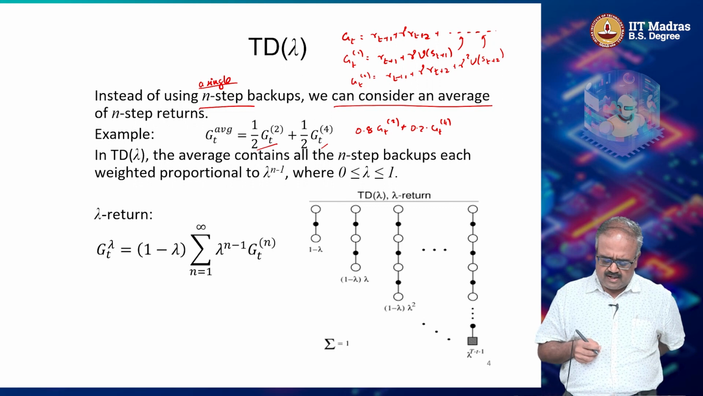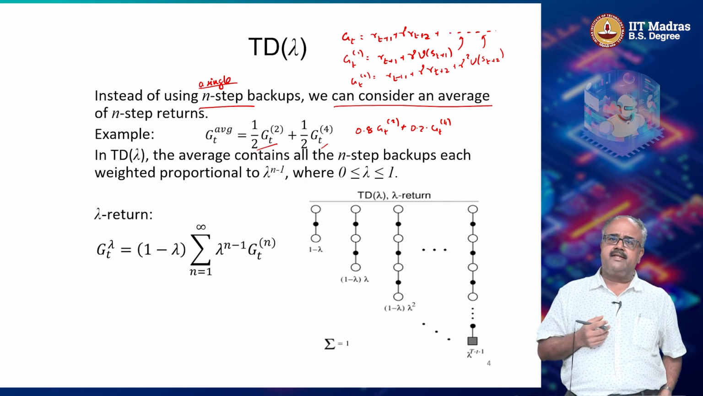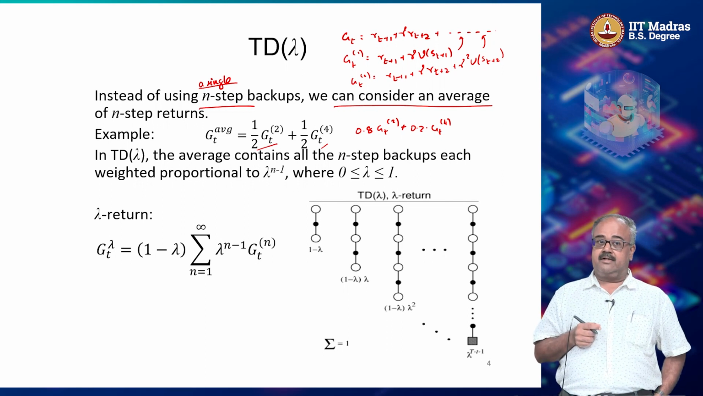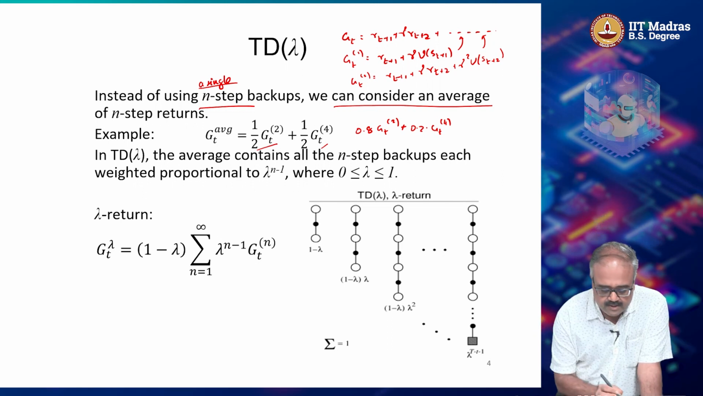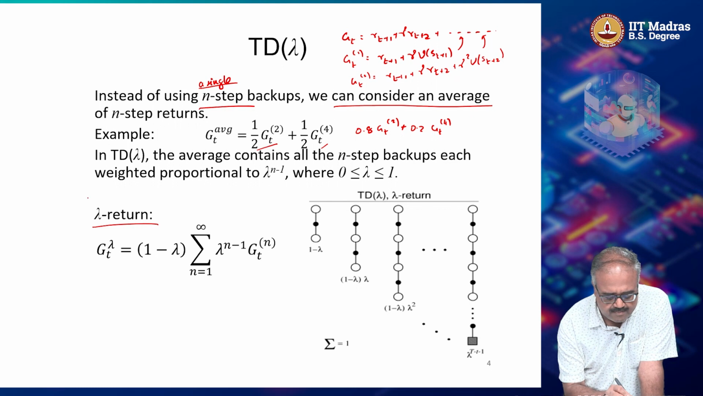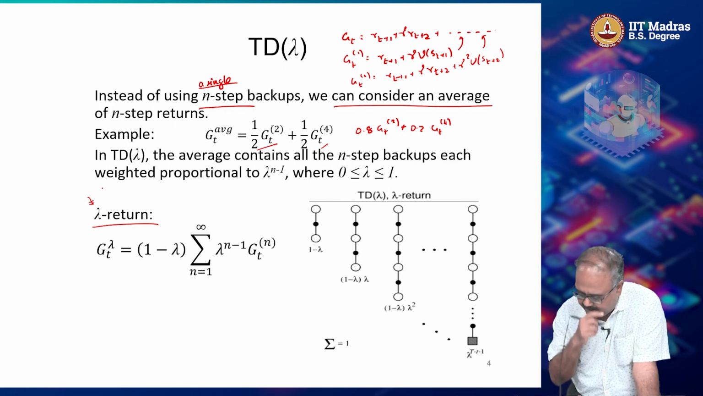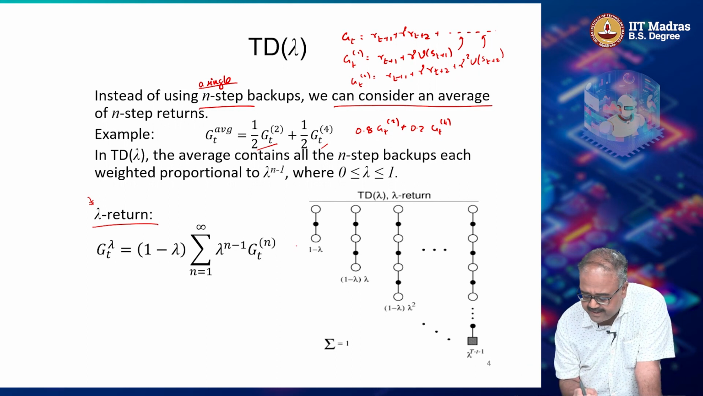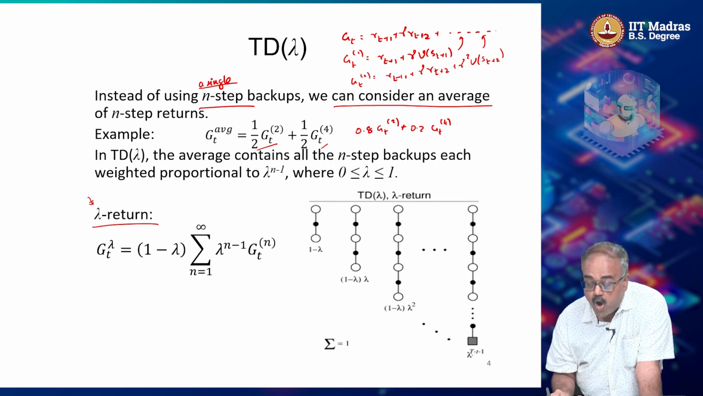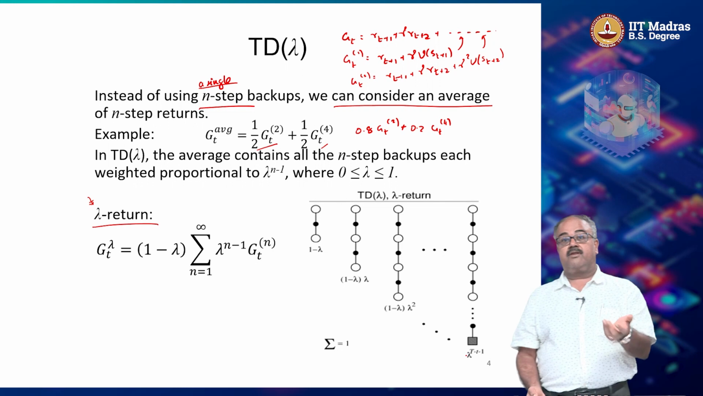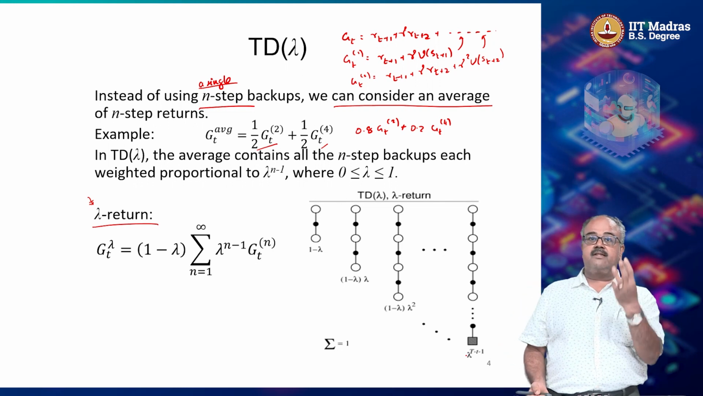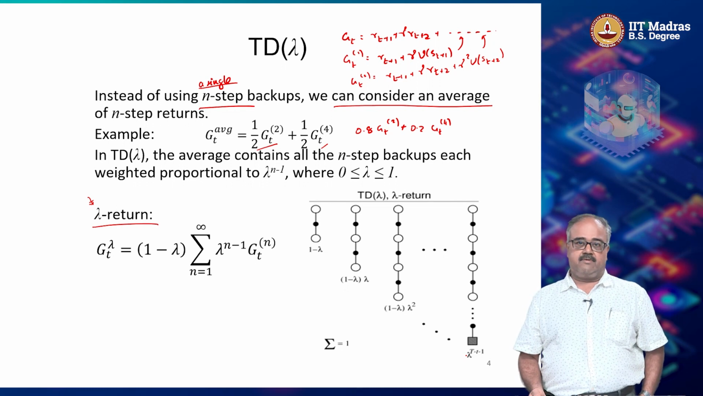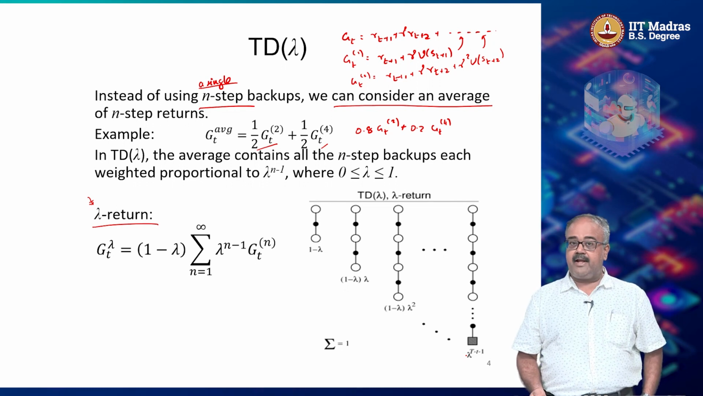It turns out that in the 90s, people proposed something called the lambda return, right? They proposed something called the lambda return, where lambda is a hyperparameter. And the surprising thing is this basically combines all the n-step returns: the 1-step return, the 2-step return, the 3-step return, all the way up to the Monte Carlo return. So that is the idea behind the lambda return.